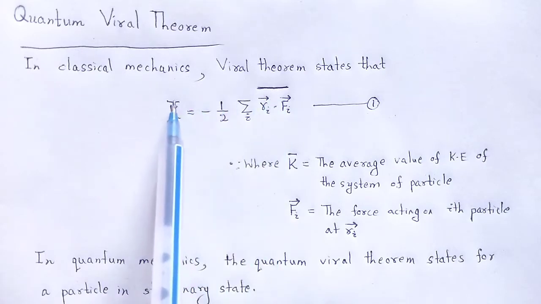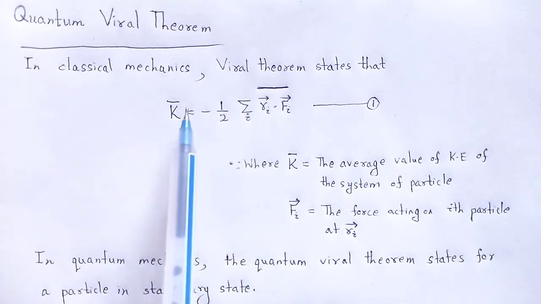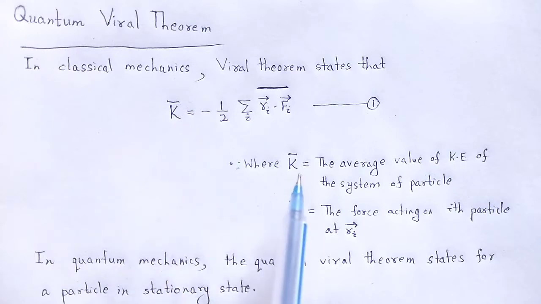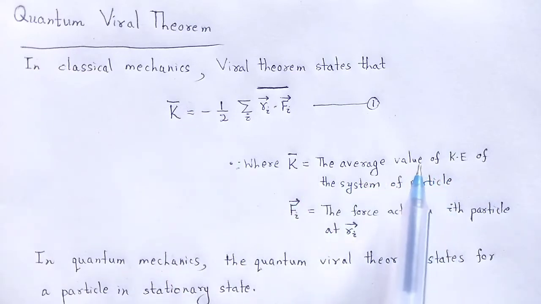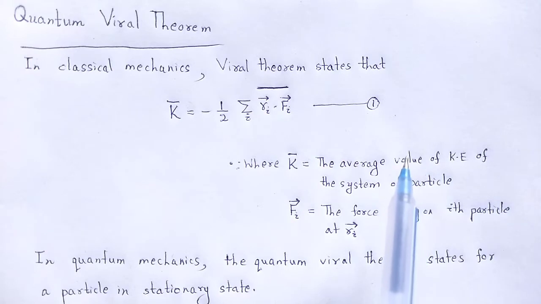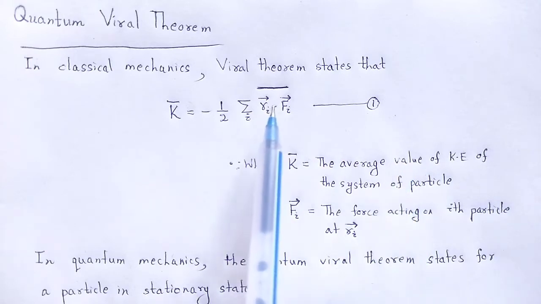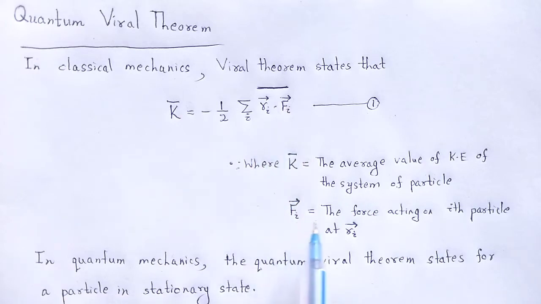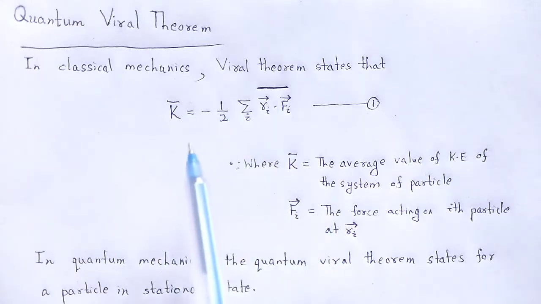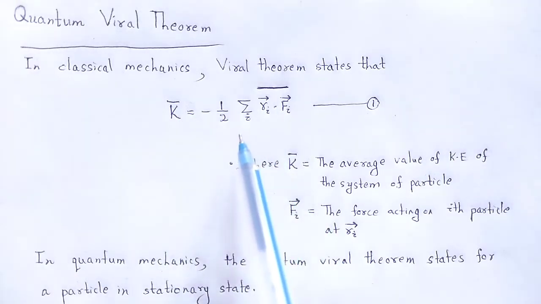The bar indicates the average factor. K bar means the average kinetic energy of the system of particles. There will be a system where a number of particles are there. We consider the ith particle, its position and the force exerted on that particle. Therefore, Fi is the force acting on the ith particle at the position Ri. This is the Virial theorem in classical mechanics.